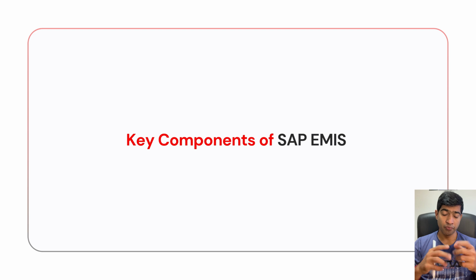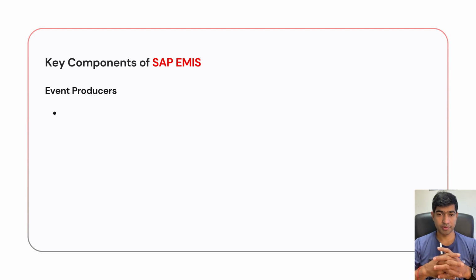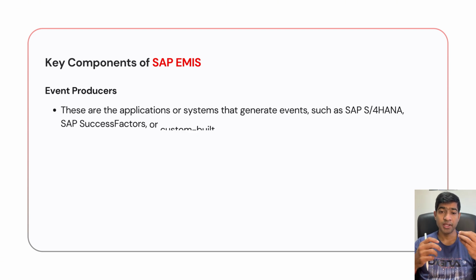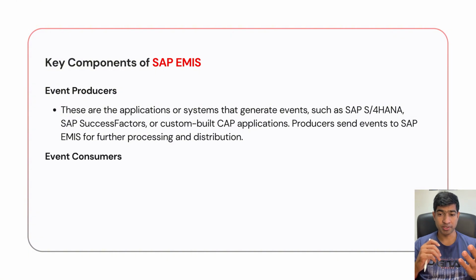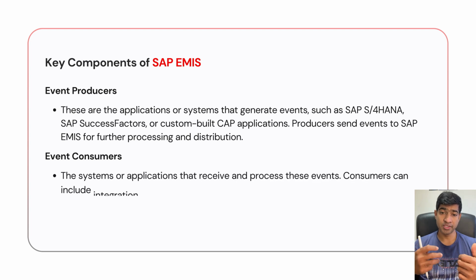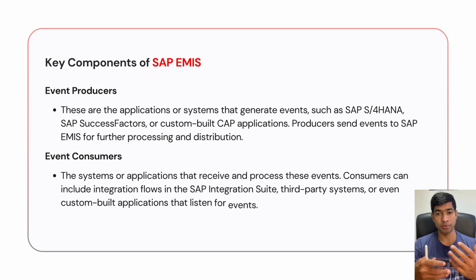First, we have something called producers. These are the applications or systems that generate events, such as S/4HANA, SAP SuccessFactors, or custom-built CAP applications. What a producer does is send events to EMIS for further processing and distribution. The next are event consumers. Consumers are systems or applications that receive and process these events. So somebody sends it, somebody consumes it.